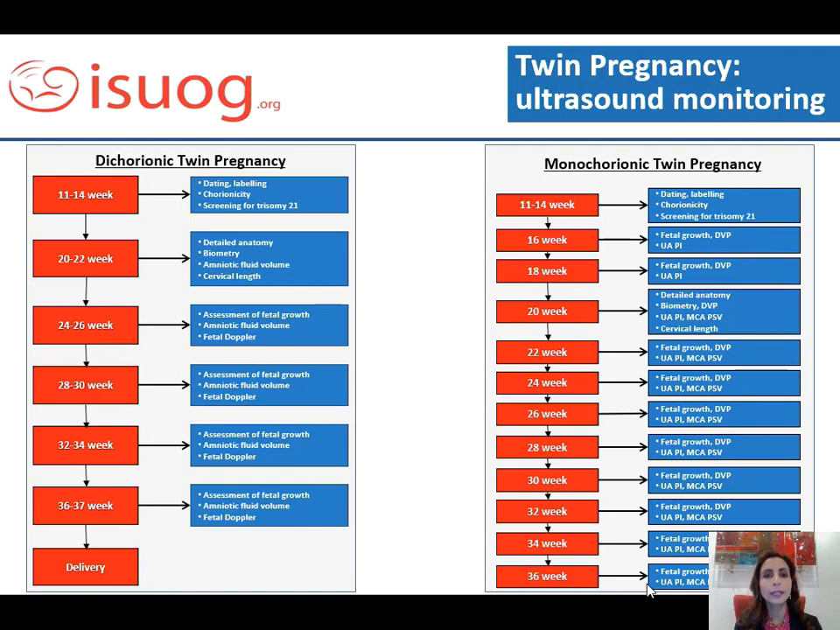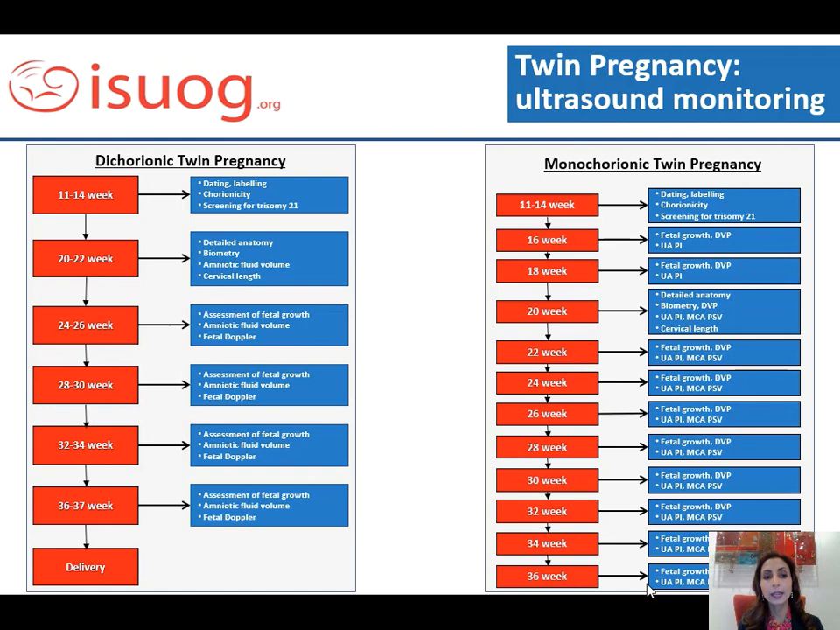In dichorionic twins, the next scan will be at the 20-week anomaly scan, and during the scan you will measure the fetal biometry, you look at the anatomy for major abnormalities, you evaluate the amniotic fluid volume, and you measure the cervical length to identify the pregnancies at high risk of early preterm birth. Obviously, that can vary from one country to another, depending on whether they recommend screening for preterm birth or not.